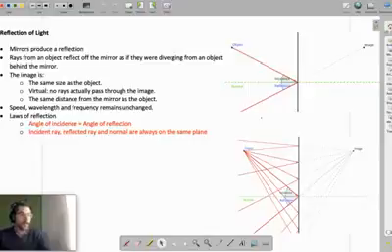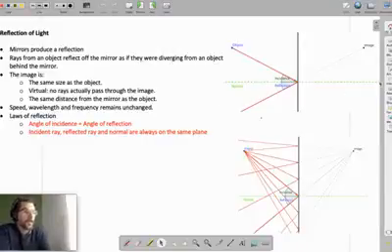The image is the same size as the object. The image is virtual. That means no rays actually pass through the image. It's just a geometrical projection of what we see from this side of the mirror. And the image is the same distance from the mirror as the object.